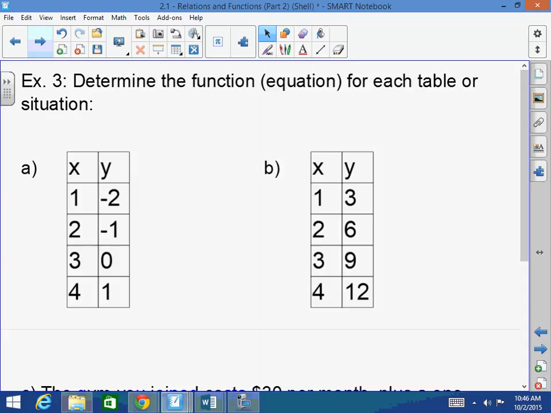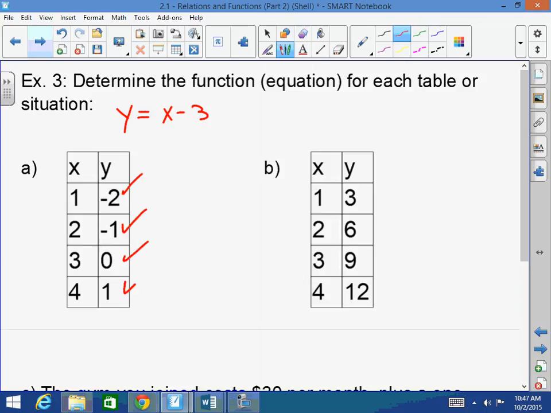When we want to write a function, remember that the function has to apply to every single value in this table. It has to work for everything. So this is what I do. What are the possible things that I could have done to x to get y? Okay, you could have subtracted 3. So let's see if that works. Y equals x minus 3. What's 1 minus 3? Works. What's 2 minus 3? What's 3 minus 3? Works. What's 4 minus 3? Works.